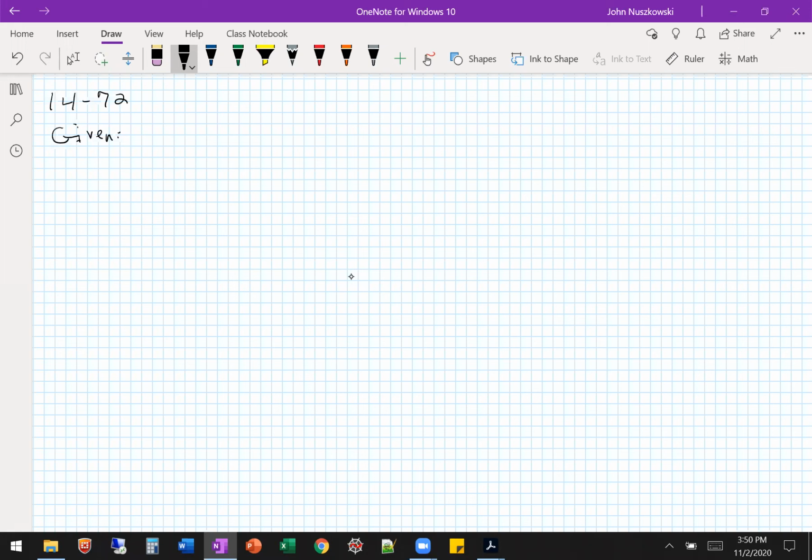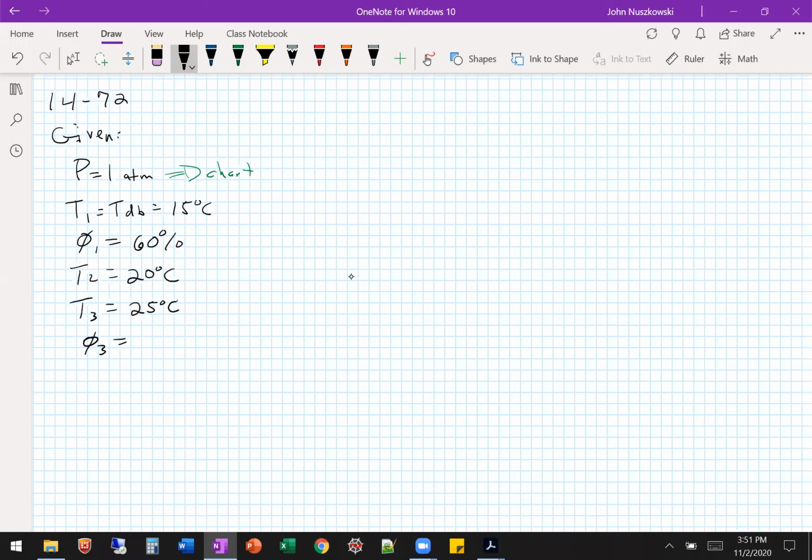Okay. So we're given pressure, it's 1 atmosphere. So we have the chart. We have temperature 1, again, is our dry bulb, is 15 degrees Celsius. We have relative humidity at 1, 60%. Exiting the heating section is a temperature of 20 degrees Celsius. And then exiting the humidifying section is 25 degrees Celsius and a relative humidity of 65%.